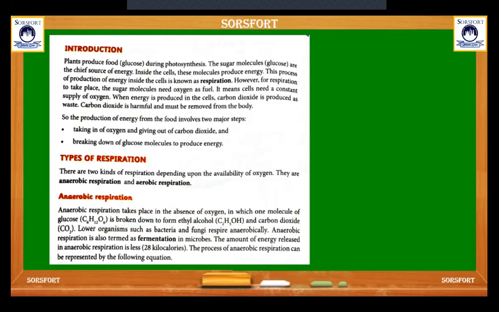This is from your book. So what is in the introduction part? Plants produce food, that is glucose, during photosynthesis. The sugar molecules are the chief source of energy. Inside the cells, these molecules produce energy. The process of production of energy inside the cell is known as respiration. So what is respiration? Production of energy inside the cell.